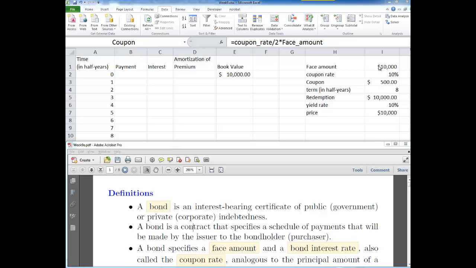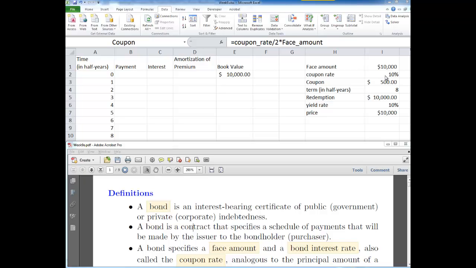So in this example that I'm going to work through, the face amount of my bond is going to be $10,000. And there's going to be a bond interest rate, or sometimes called the coupon rate. So that's going to tell me how much I'm going to get every 6 months. And so those amounts, those coupons, are always as a percentage of the face amount, and that percentage is the coupon rate. So for my example, I'm going to set the coupon rate at 10%.